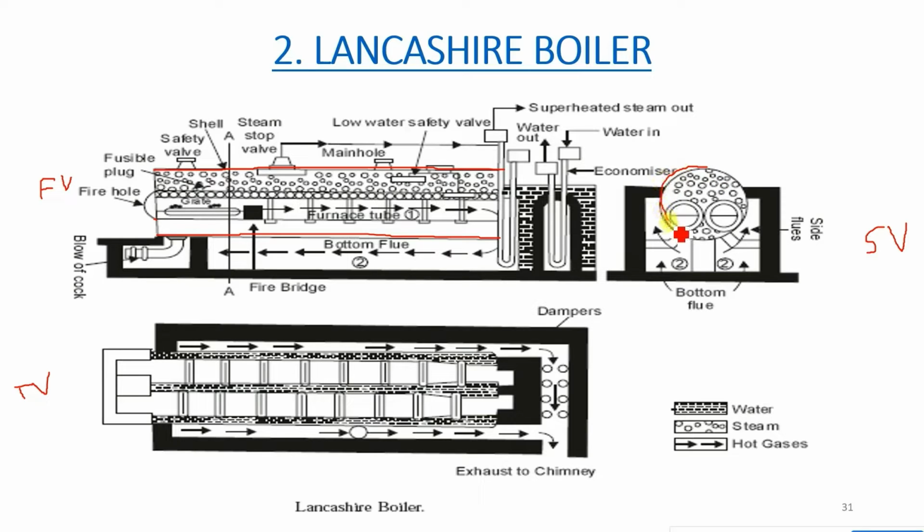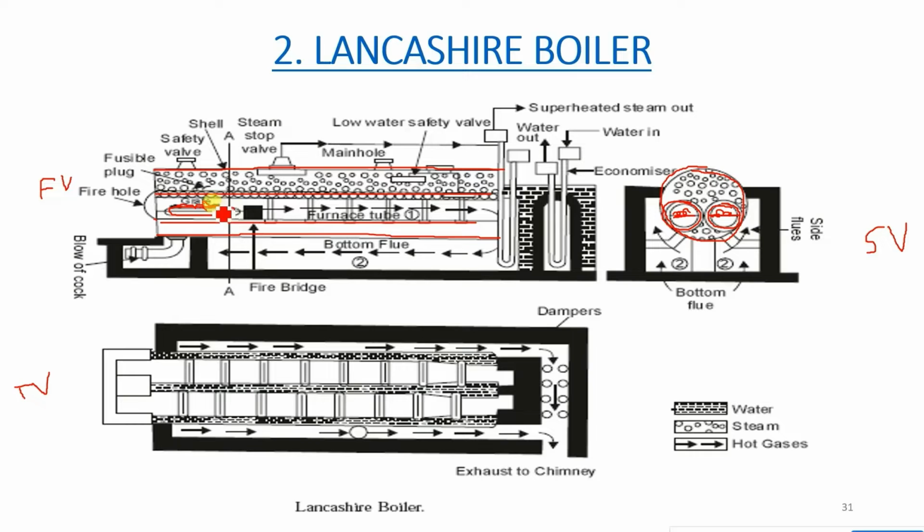Inside view, you can see this is the outer cylindrical shell, which contains two fire tubes. Why it is called as fire tube? This tube contains the grate. Here you can see this is the grate on which fuel is supplied, and combustion of fuel takes place.